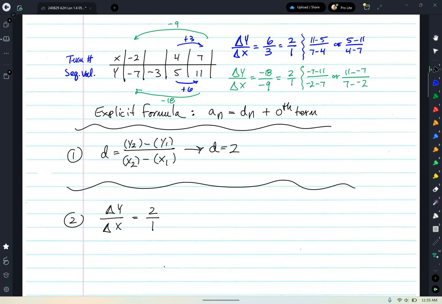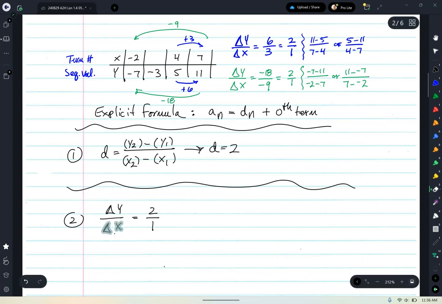The change in y over the change in x is 2 over 1. So I could pick any place to start and do my change in y and my change in x. Let's say I started with the 7th term. How many steps backwards would I have to take from the 7th term to get to the 0th term? I'd have to take 7 steps back, right?